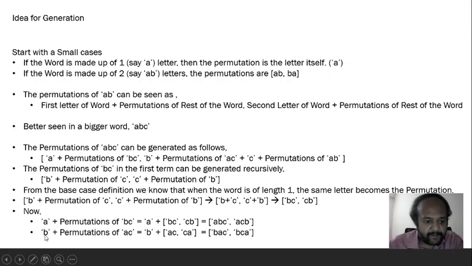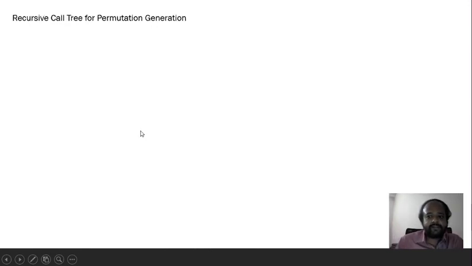In the same way, B plus permutations of the rest of the word will give you the two more permutations. And finally, C plus permutations of AB will give you the permutations CAB and CBA. Now, these are the 6 permutations that are possible for the input word A, B and C. Right? So here we saw the problem defined in a very recursive manner.